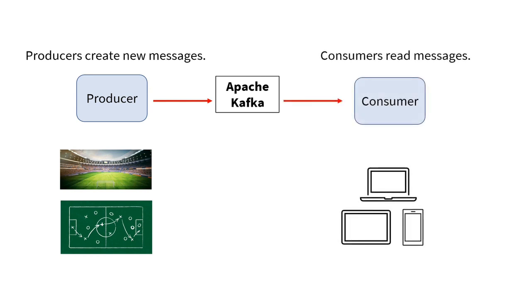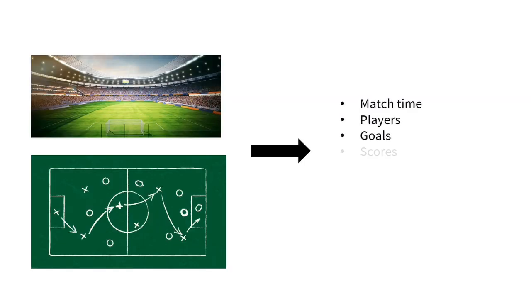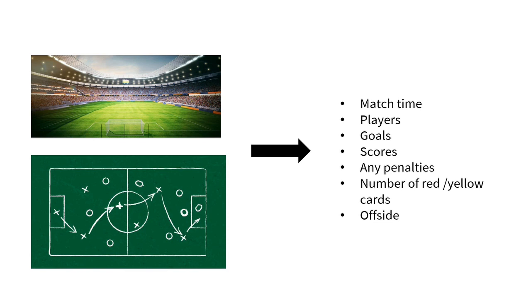On the right-hand side are the applications that would use or consume the data, and they are called consumers. Examples like an app, a website, or notification center. Updates or information may be related to match time, players, goals, scores, number of penalties, number of red or yellow cards, offsides, and any other game updates.